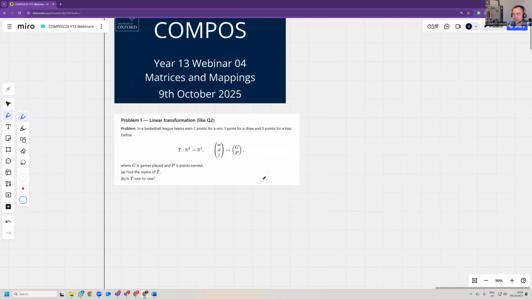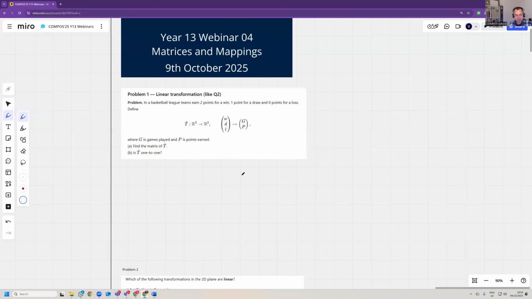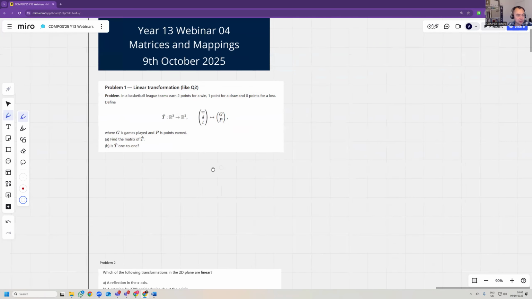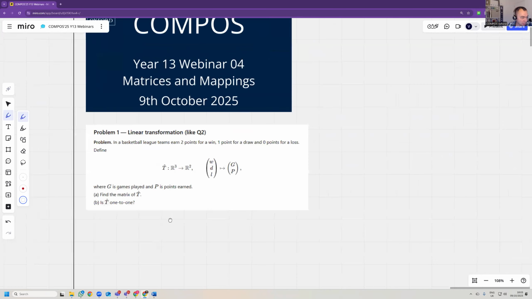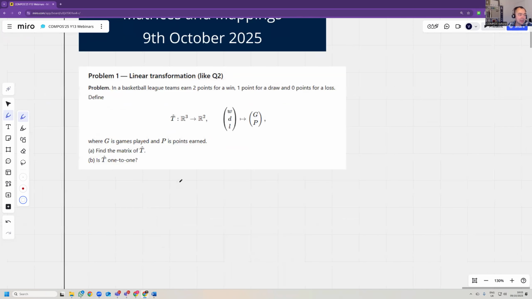You might know about matrices. A matrix can represent a linear transformation, and the definition of a linear transformation is given to you in the assignment. So the first problem: is this a linear transformation? Well, let's just take the definition of a linear transformation from the assignment so we understand what we're talking about.